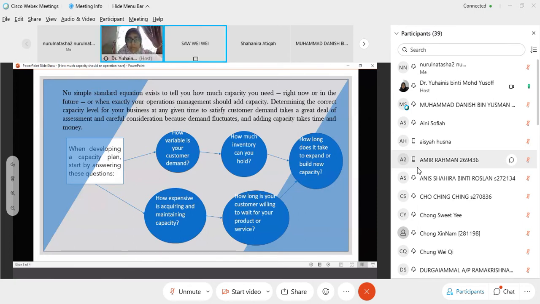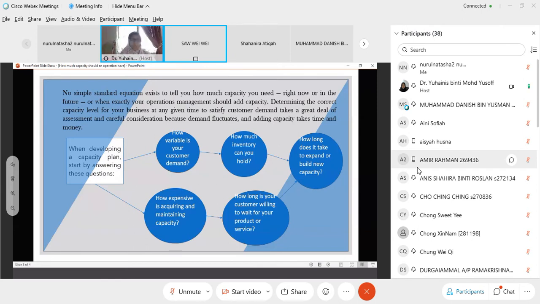All right. How long is your customer willing to wait for your product or service? You must know your customer expectation when it comes to delivery lead time, or how long a customer must wait between placing the order and receiving the product. For service industry, this equals time spent waiting in line for service. Wait time is an important component for customer satisfaction.